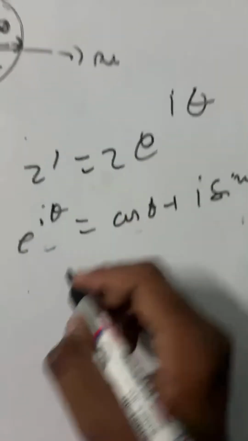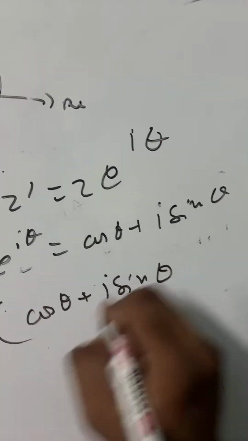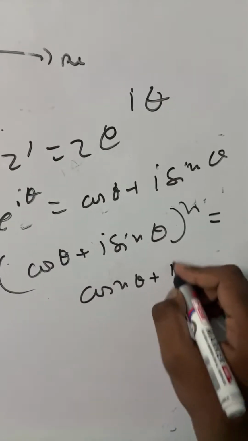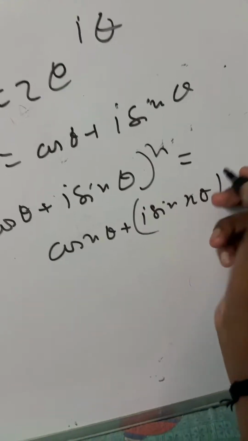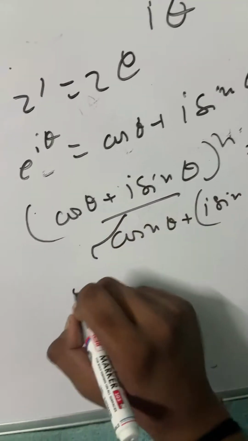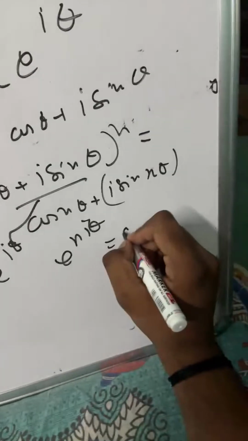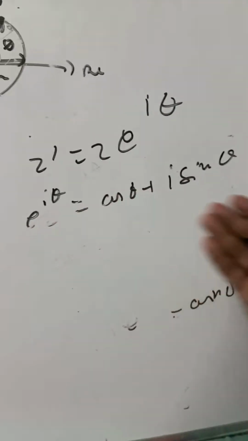For your information, (cos theta plus i sin theta) to the power n equals cos n theta plus i sin n theta. This is known as De Moivre's theorem. You can prove it like this: you take e to the power i theta, e to the power i n theta will be cos n theta plus i sin n theta. This is DMT, De Moivre's theorem. I just told you the basics.